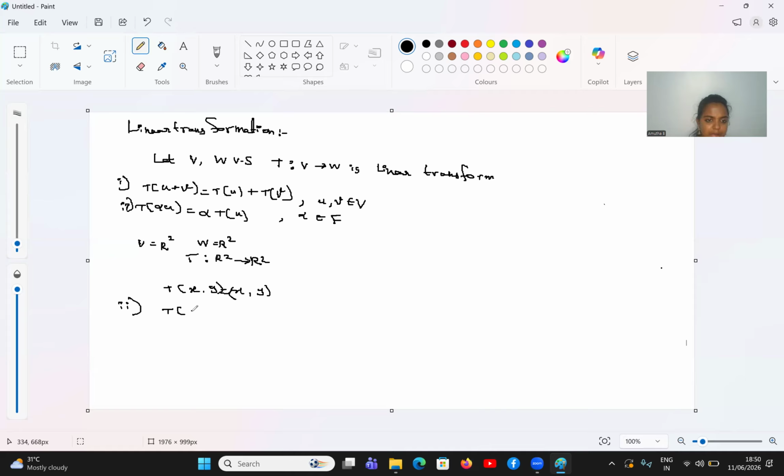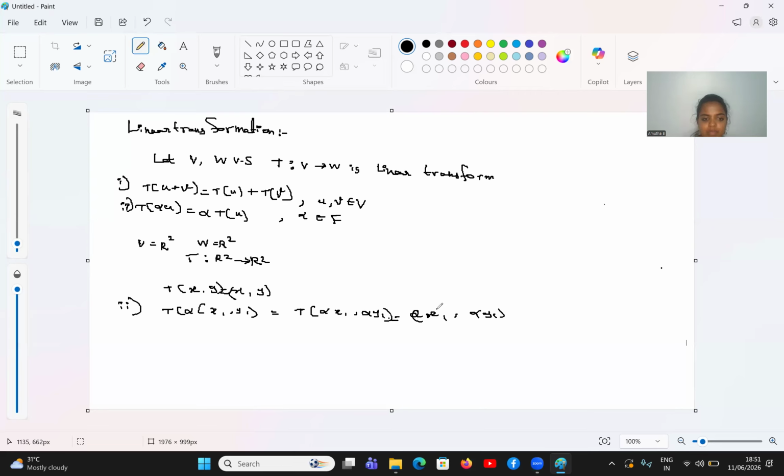So second condition is T of alpha into u. You have considered u as x1 comma y1, which is equal to T of alpha x1 comma alpha y1, since I'm multiplying alpha with each component. So now we have to substitute the map. First component is alpha x1, I'm writing in the first component, and second component is alpha y1, writing in the second component. So this is your left hand side.